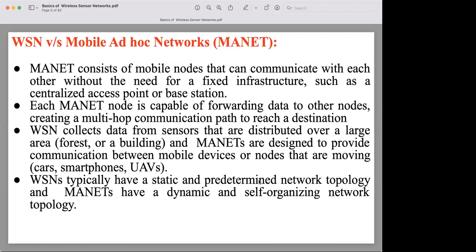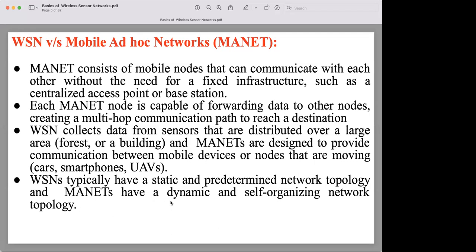Another major difference between wireless sensor network and MANET is that wireless sensor networks typically have a static and predetermined network topology. That means either you go with deterministic deployment or random deployment, but you already fix a network topology. But MANET has a dynamic, self-organized network topology.